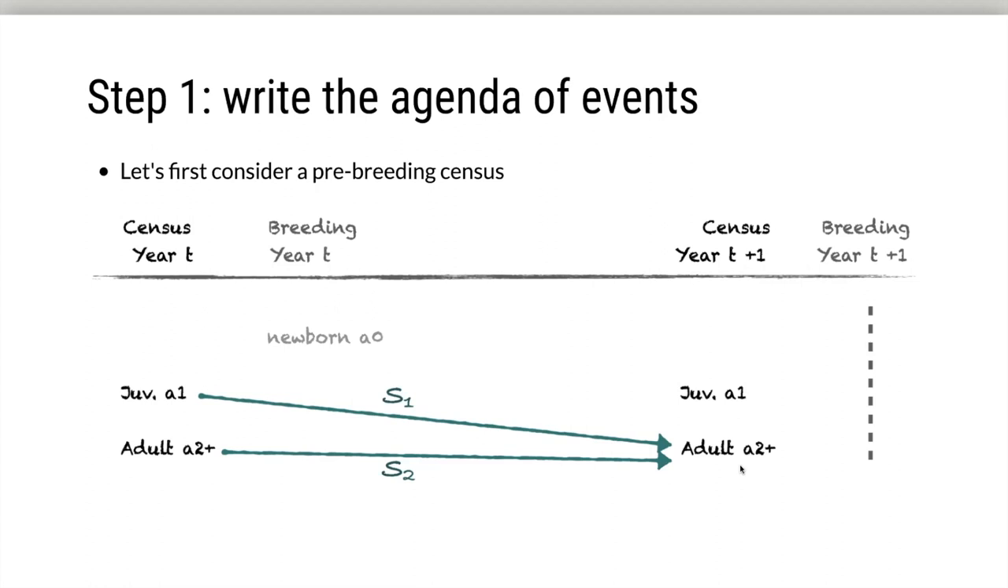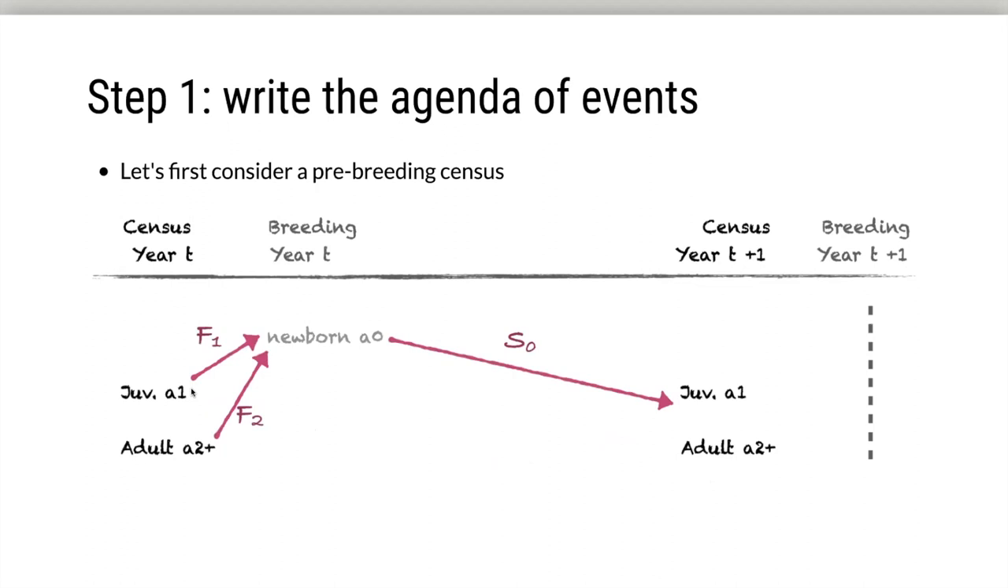The probability that the juveniles, the A1 of year T, survive and become adults in year T plus 1 is S1, the survival rate of juveniles. The probability that adults at year T survive and remain alive adults at time T plus 1 is S2. Plus, we have the newborns born in June that will have grown to become juveniles at time T plus 1. So there will be F1 females produced by the juveniles at time T, plus F2 females produced by adult females at time T.